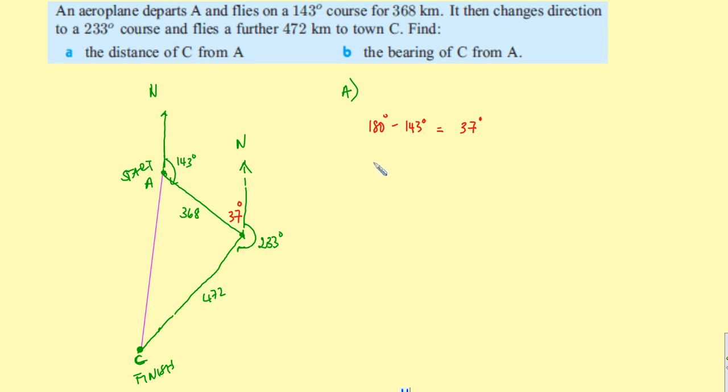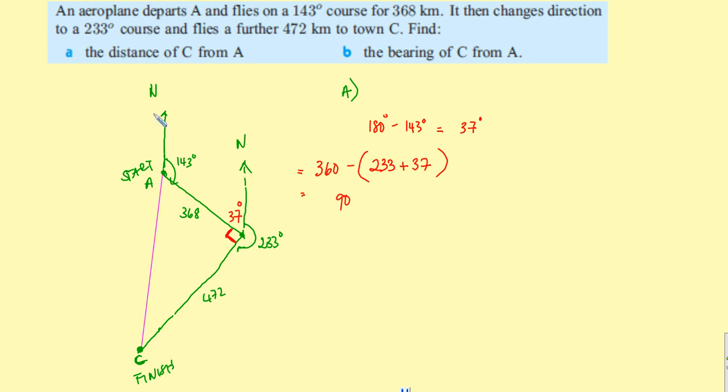When I now add 233 plus 37 and subtract that from 360, it should give us a 90-degree angle, so that we will be able to use the Pythagorean theorem. So 360 minus 270 is definitely giving us a 90-degree angle. So we've confirmed that this is a 90-degree angle.